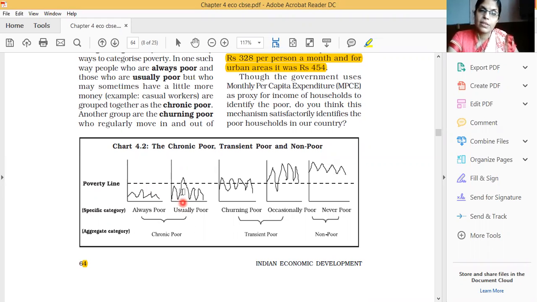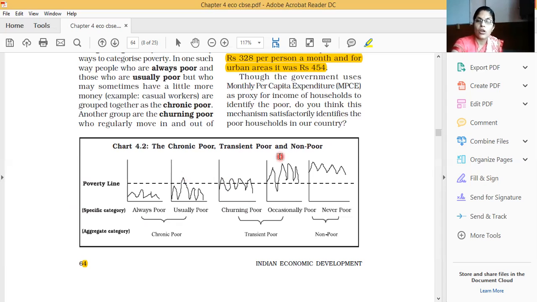After that, next is usually poor. Only sometimes can that person or those people generate income above the poverty line, so we can say they are usually poor. Next is churning poor. A churning poor person can get more income, then again less, then more income, then less. So this type of fluctuation around the poverty line is churning poor.